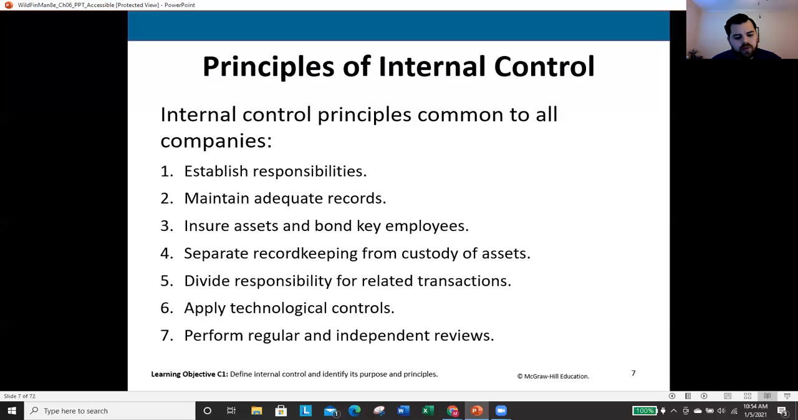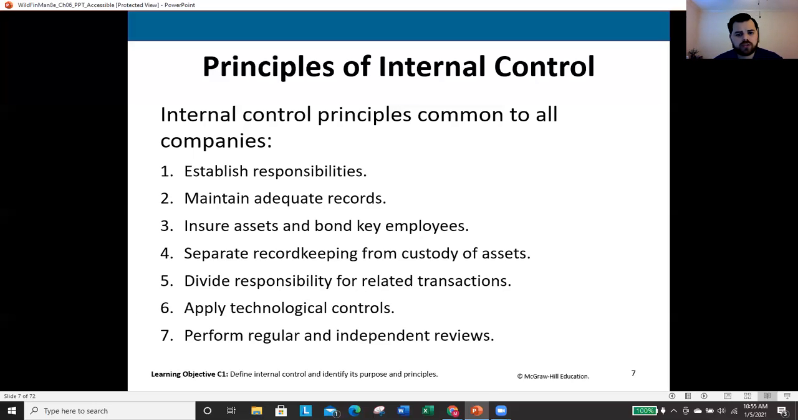Of course, we want to separate record keeping from custody of assets. So if you're the one documenting who has all of the assets, then you shouldn't be the one in charge of those assets, right? We want to make sure that that is in a separate location with a separate person so that we don't allow somebody to very easily manipulate any of those records. Of course, you want to divide any responsibility for related transactions. We want to make sure we're getting dual approvals, perhaps. We want to make sure things along that line are happening.